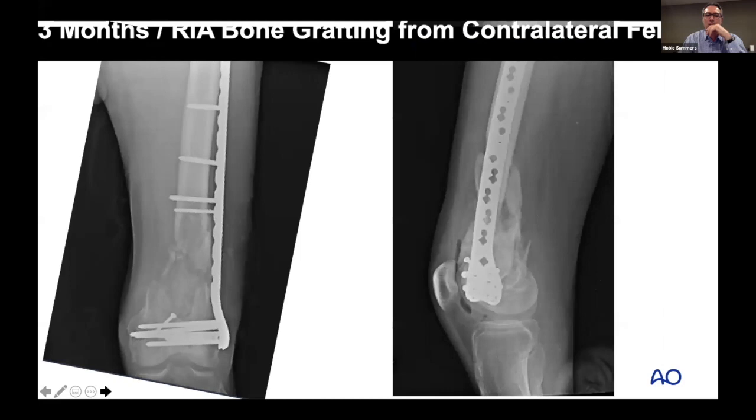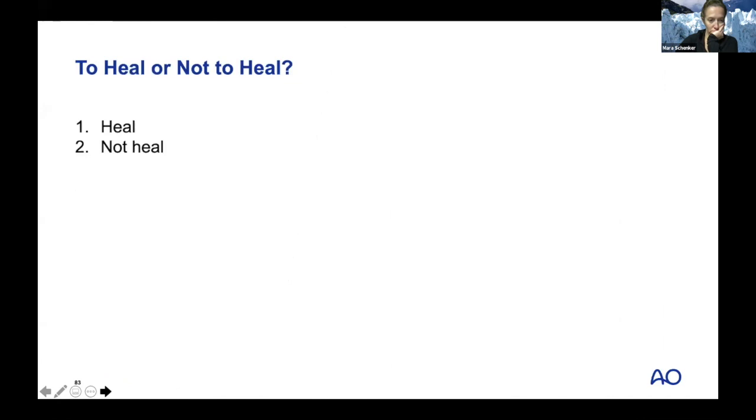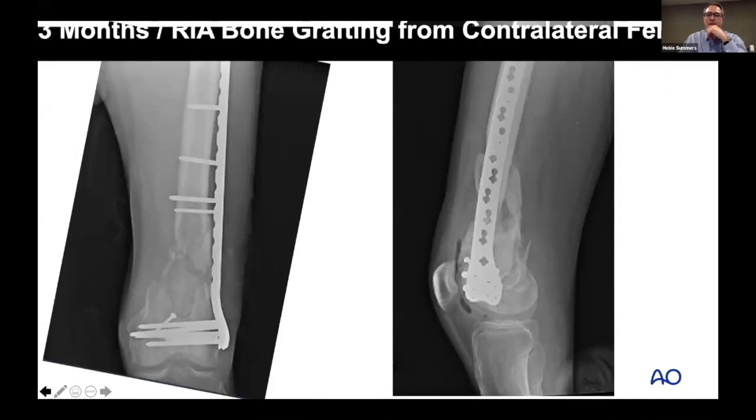3 months later, you did a RIA bone grafting from the contralateral femur. So this was a planned, staged bone grafting procedure? Correct. Okay. So now the question is, is that going to heal or is that not going to heal? Mara talked a lot about how I hate the laterally based only implants sometimes for these injuries. Is this going to heal or not?